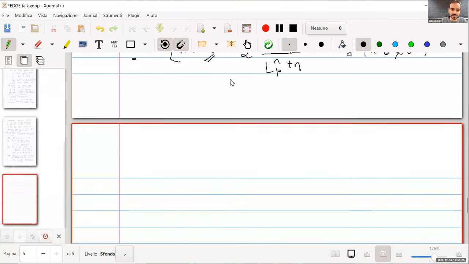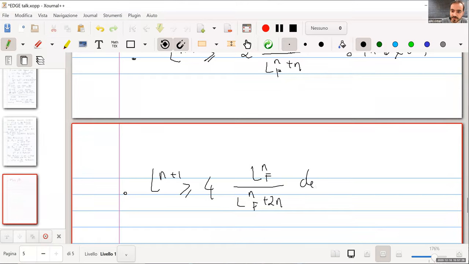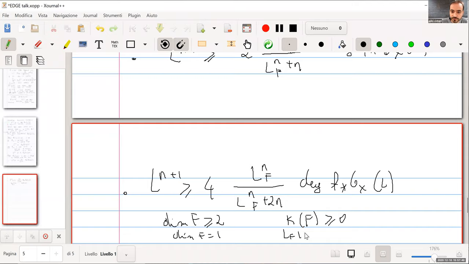The second result is this. The inequality is a bit stronger: L^(n+1) is at least four times, so we double it as before, when we doubled from one to two, now we go from two to four, but here it gets a bit worse, plus two n, always times the degree of F lower star of O_X(L). But the second one is under the assumption that the dimension of F is at least two and the Kodaira dimension is at least zero, or dimension of F is one and L_F is special.